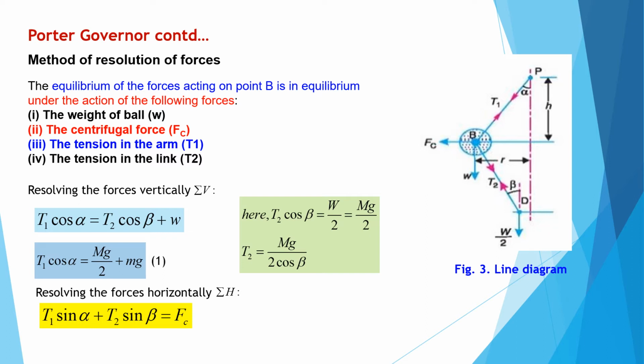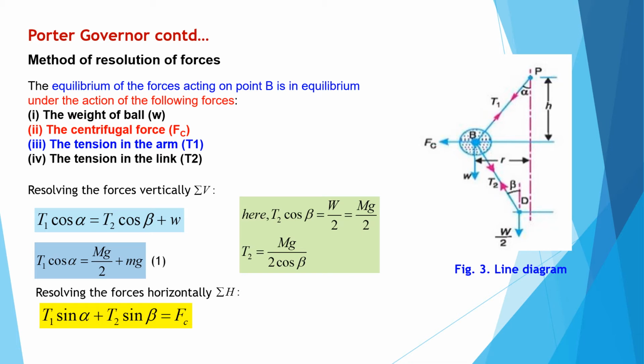Here, if you look at the point D, then T2 cos beta is equal to half of the central mass weight, due to the symmetry. So T2 cos beta is equal to capital M into gravitational acceleration divided by 2. By substituting the value of T2 cos beta in the equation, we get equation number 1, that is T1 cos alpha is equal to capital M into g by 2 plus small m into g.